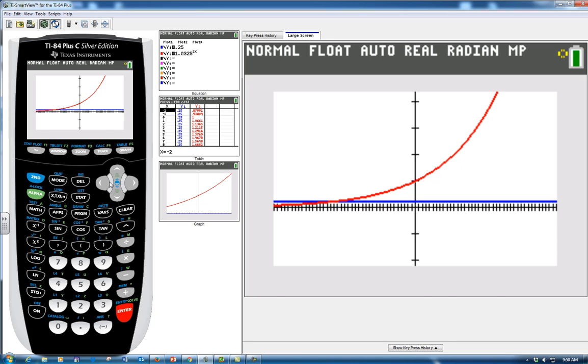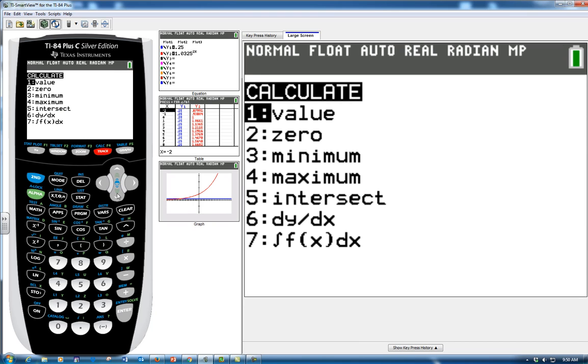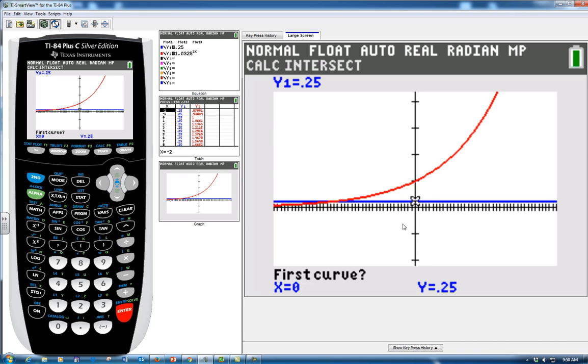we're going to use the calc function on the calculator and hit second calc, intersect. And we're going to let the calculator do the work for us. Notice it's blinking on this first blue line, and that's the first curve. It's asking, is this one okay? And you're going to hit enter for yes. Blinking on the other one, and you hit enter for yes. It's going to say, would you like us to guess where it crosses? And we're going to say yes.